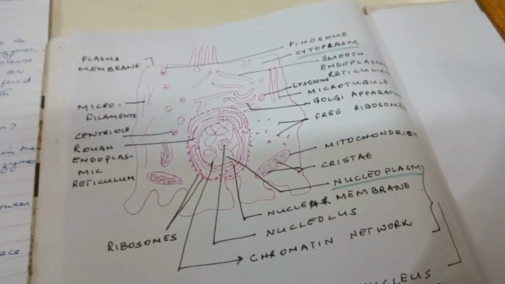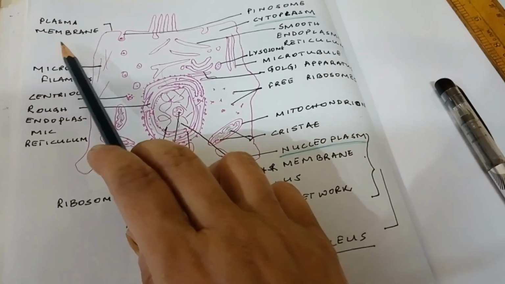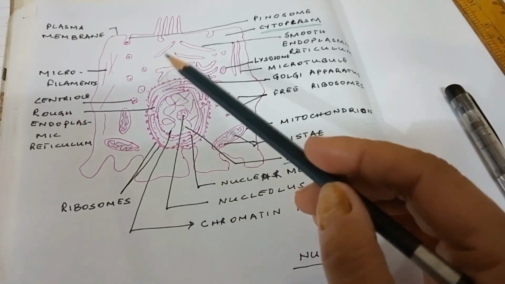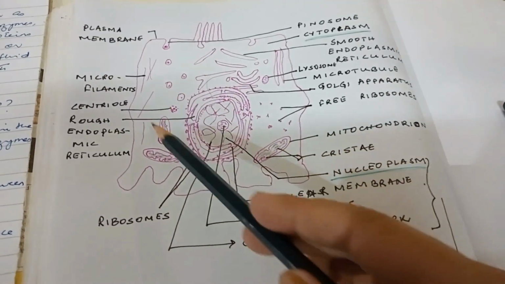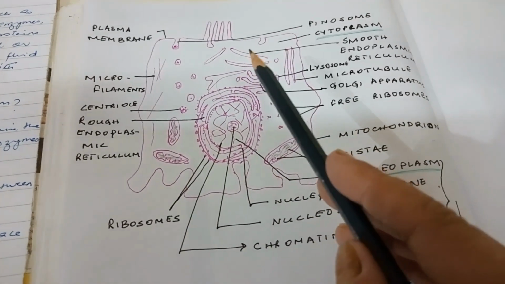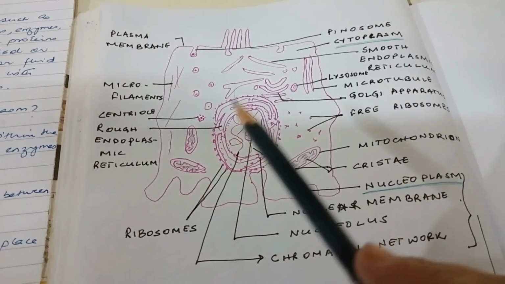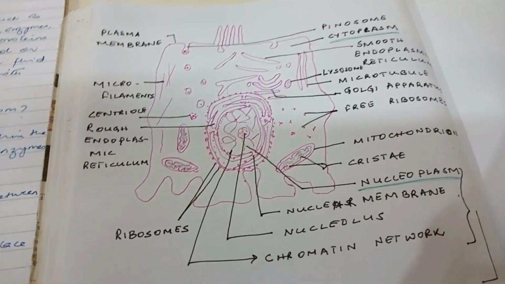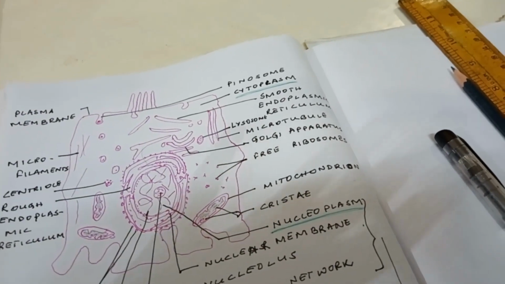We can see the plasma membrane here. The plasma membrane is here, the nuclear membrane is here, and the space in between the plasma membrane and the nuclear membrane is filled with cytoplasm. All the cell organelles, including the nucleus, are suspended inside the cytoplasm. It is an extremely vital part of the protoplasm.